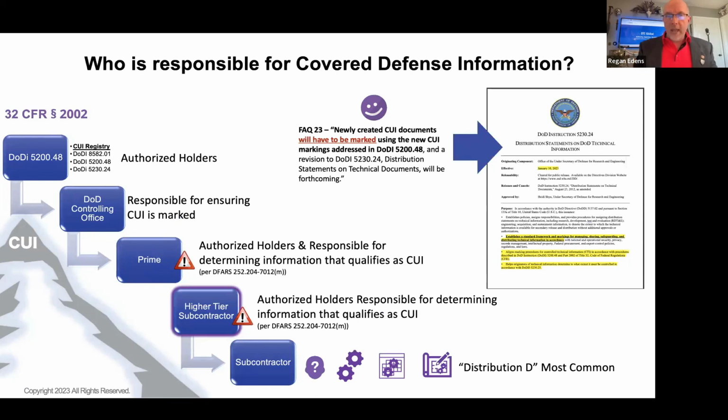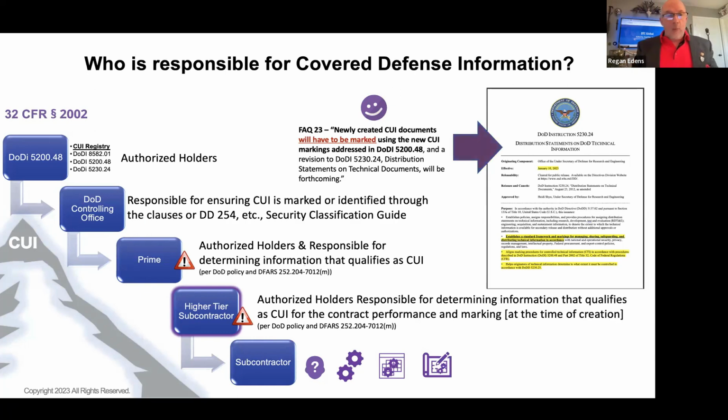Okay, so with that, underneath the FAQ, it says newly created documents will have to be marked using the new CUI markings. That's when the DoD procurement toolbox was published, a couple years ago. And it says underneath the DoD instruction 5248 and the revision to DoDI 5230.24. Why does it say these things? Some of you may have heard of the 5248, but you've never heard of DoD instruction 5230.24. I will show you why that's the case.